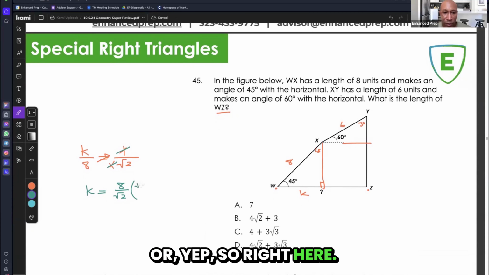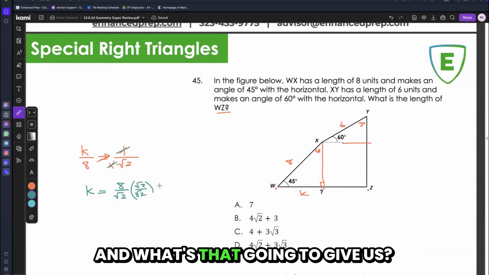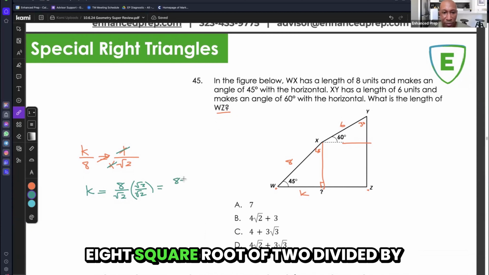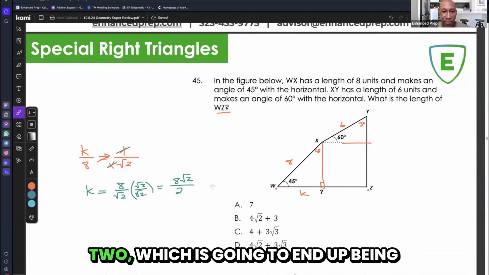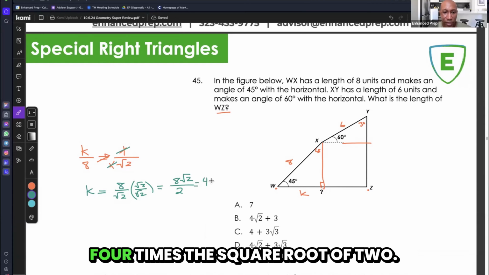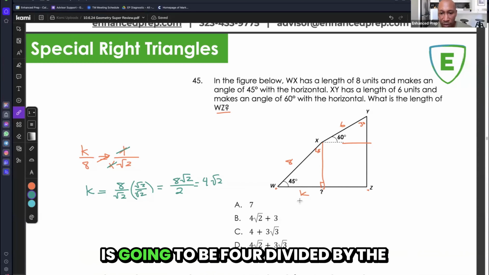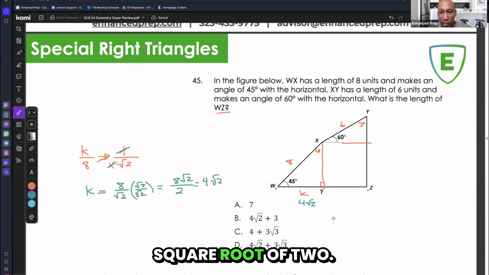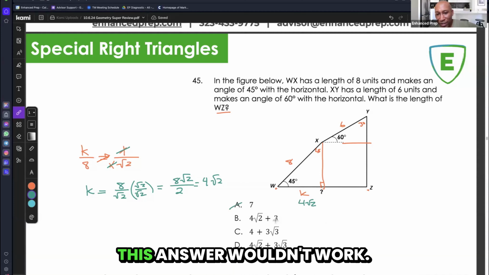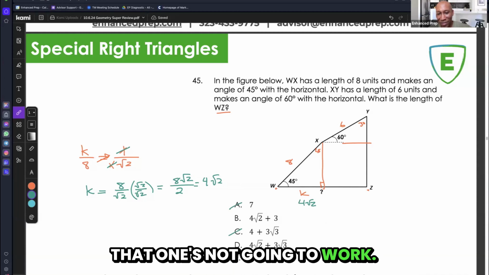So right here, square root of 2 over square root of 2. And what's that going to give us? That's going to give us 8 square root of 2 divided by 2, which is going to end up being 4 times the square root of 2. Right? So we know that this side down here is going to be 4 divided by the square root of 2. And just like that, we know that this answer wouldn't work. That one's not going to work. That one's not going to work.